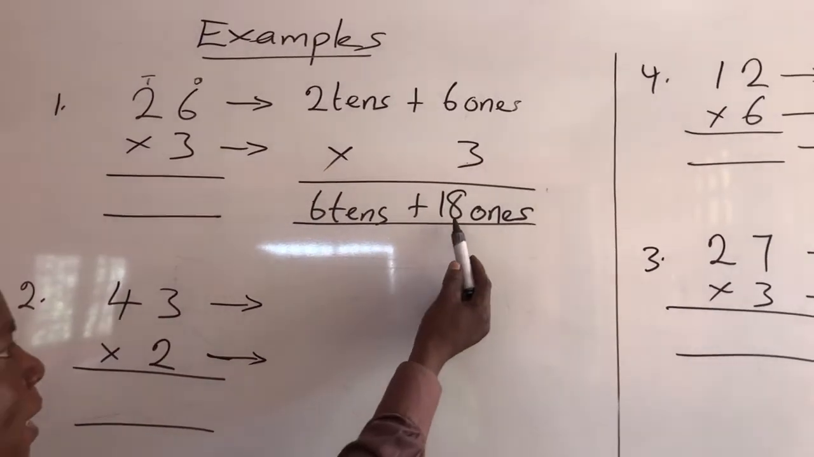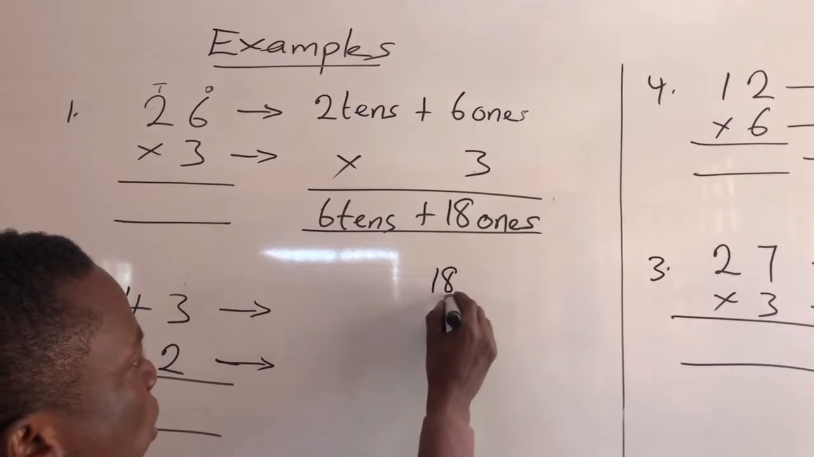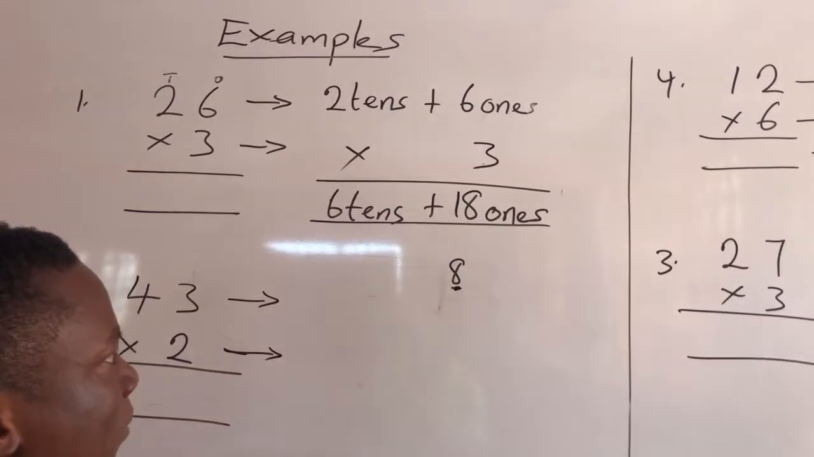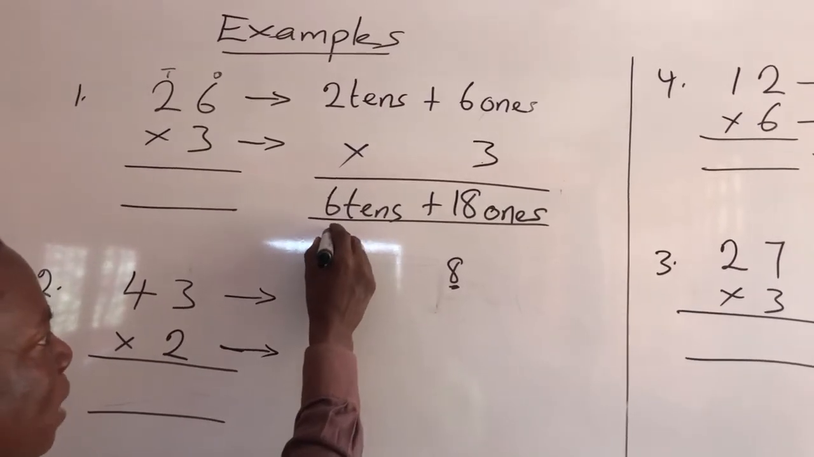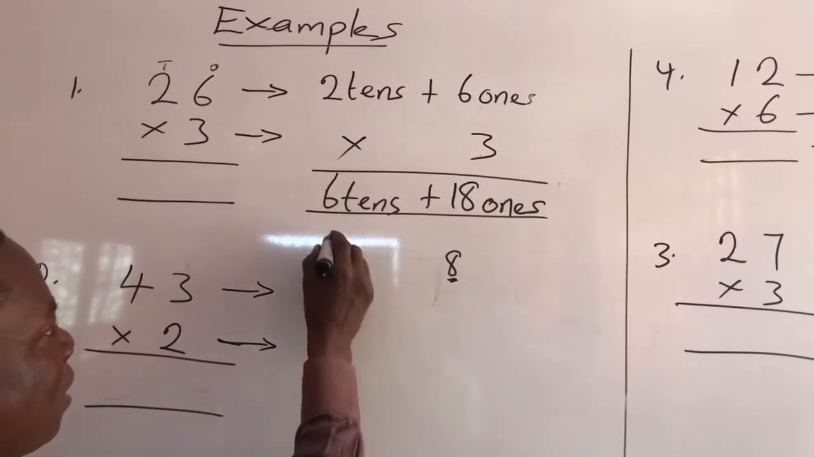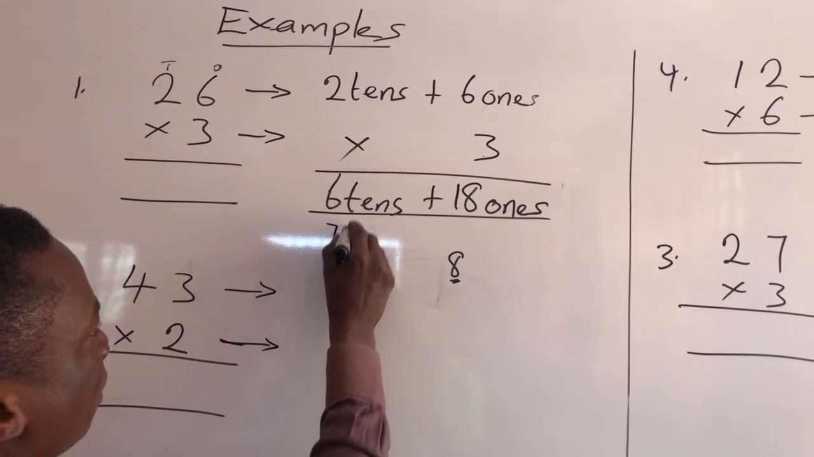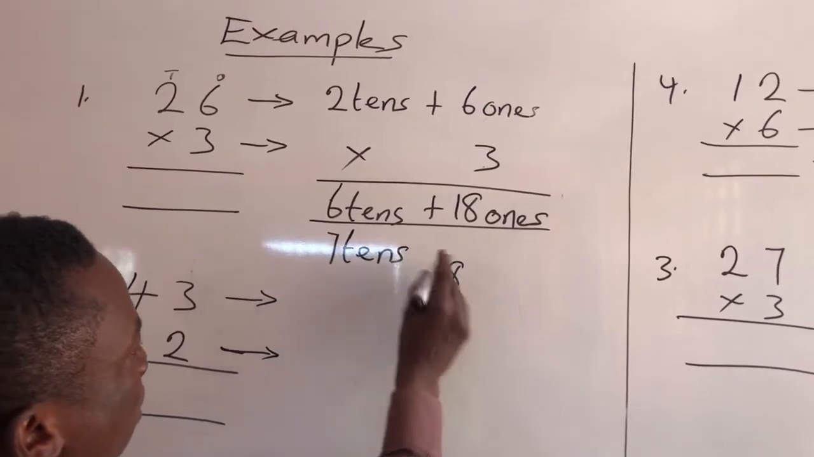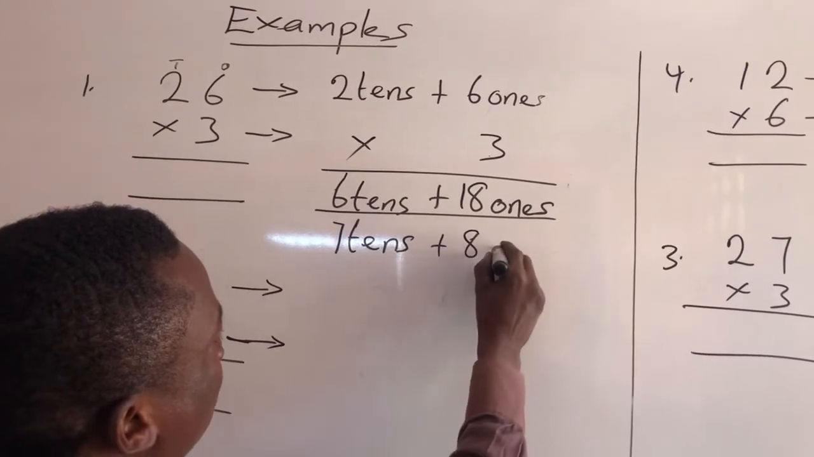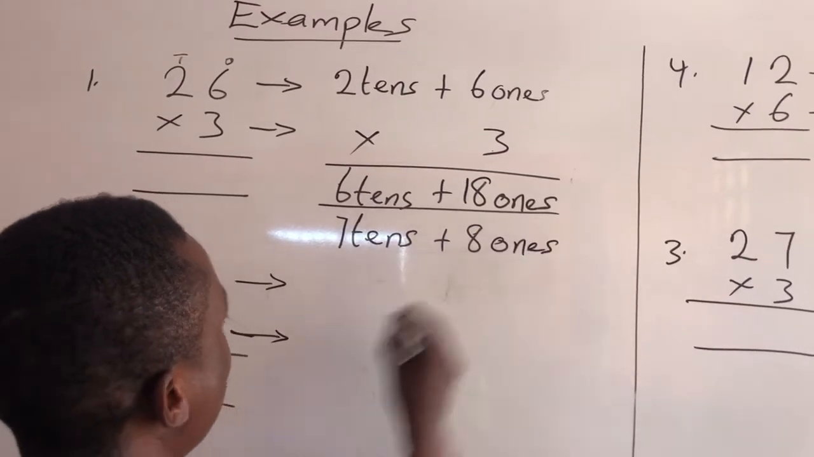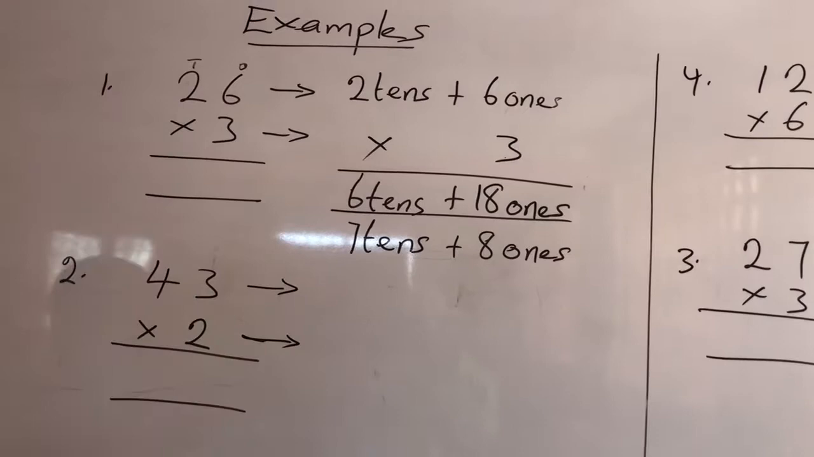So this is 18. You write your 8, carry 1. The one you carry, you bring it to the tens column, you add it to this, plus 1. This is going to be 7 tens plus 8 ones. Alright, let's look at this multiplication.